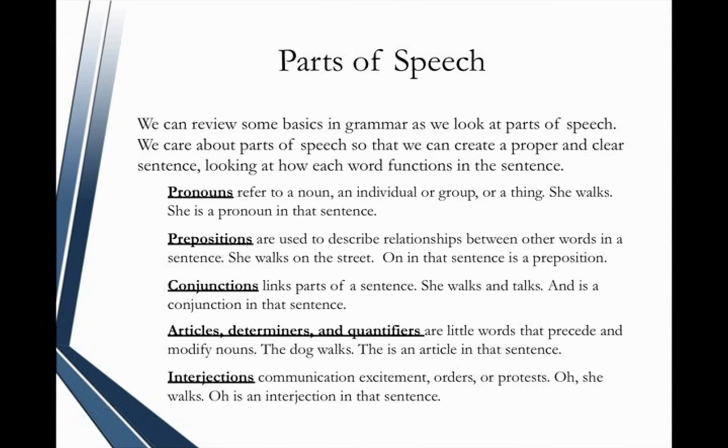Conjunctions link parts of a sentence. She walks and talks. And is a conjunction in that sentence. Articles, determiners, and quantifiers are little words that precede and modify nouns. The dog walks. The is an article in that sentence. Interjections communicate excitement, orders, or protests. Oh, she walks. Oh is an interjection in that sentence.